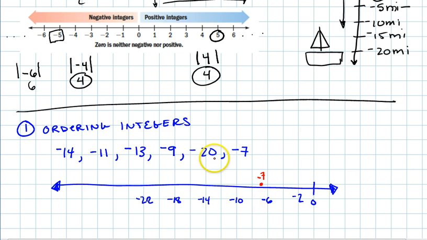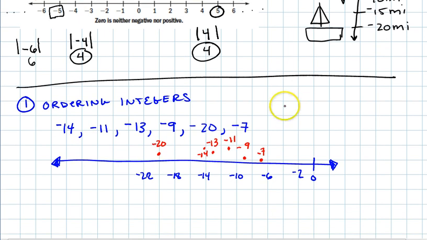Negative 20. Well, negative 20 would be about here. Negative 9 would fall right before negative 10. Negative 13. Negative 11. And negative 14. Alright. Now if I look at the number line, let's say I want to order these from least to greatest.